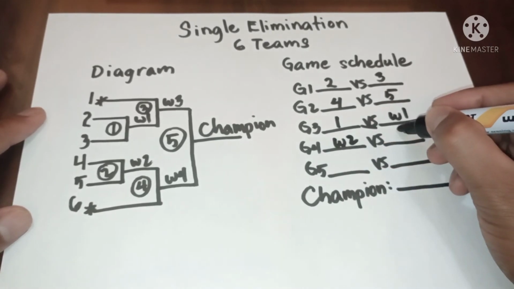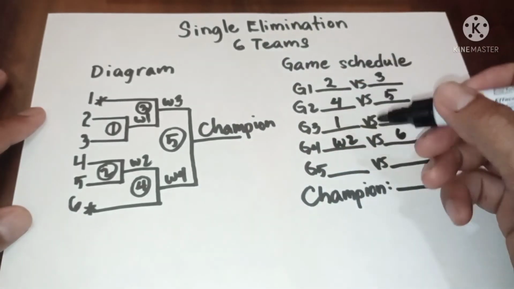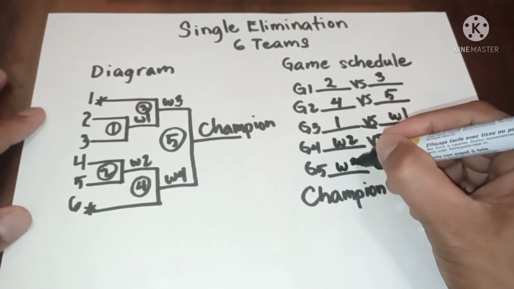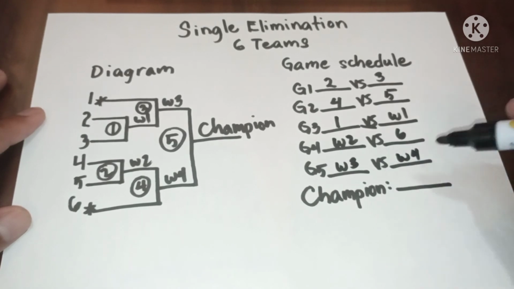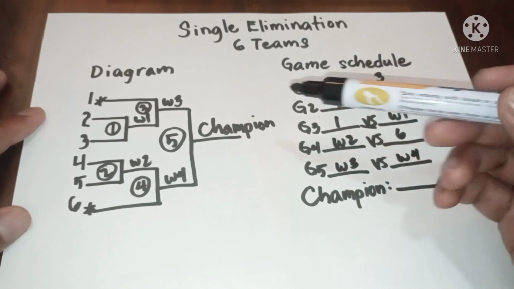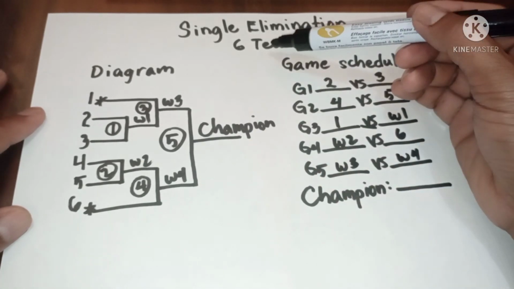And in game 5, winner 3 versus winner 4. And then champion. So this is the diagram and game schedule for 6 teams.